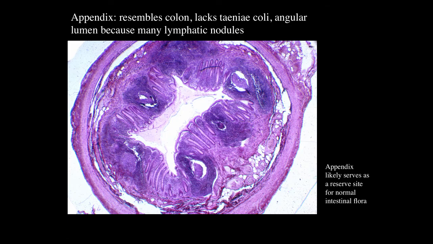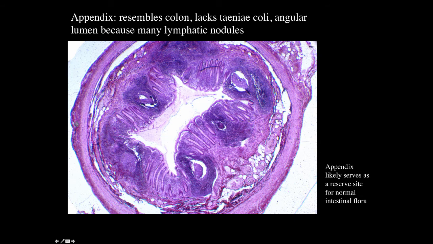Here's the appendix. It resembles the colon in that it has the very long, straight glands, lots of lymphatic tissue. It looks like the lumen of the organ is angular because there's lots of lymphatic tissue. There are no taeniae coli, though. If you go around all the external regions of the muscle, there's the inner circular and outer longitudinal layers of the muscularis externa, no bunching up into taeniae coli.